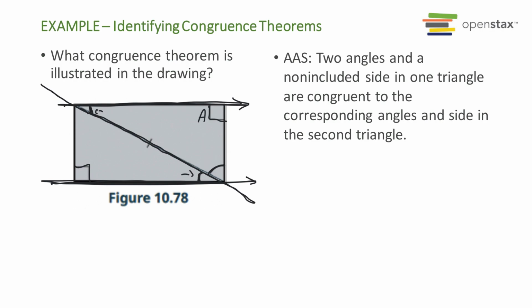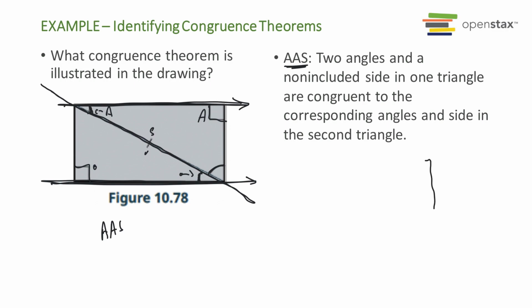So you've got an angle, and a non-included side. So that's angle, angle, side, right? And so these two triangles are congruent by angle, angle, side. You've got two angles that are next to each other, or kind of in order, and then a non-included side. So that gives us angle, angle, side congruency for these two triangles.